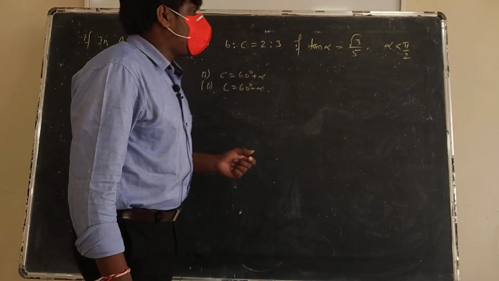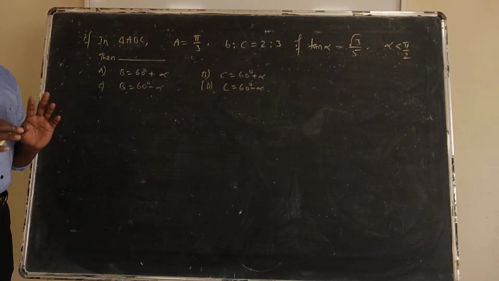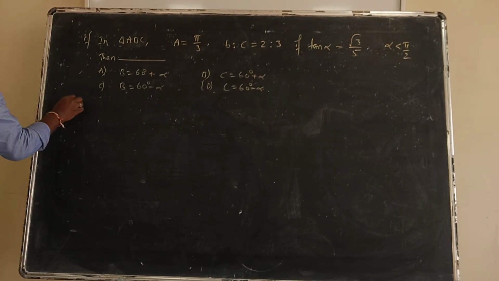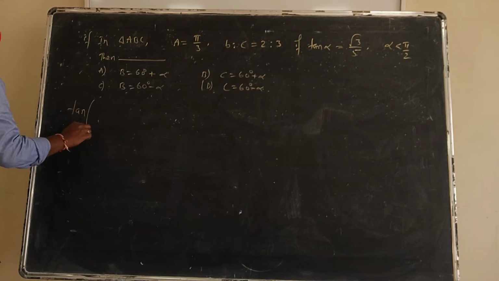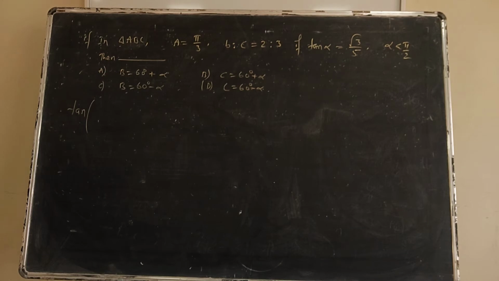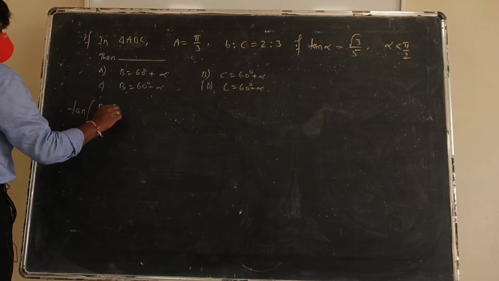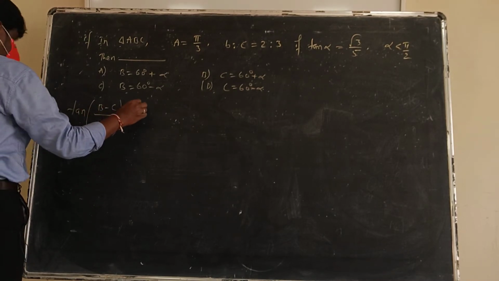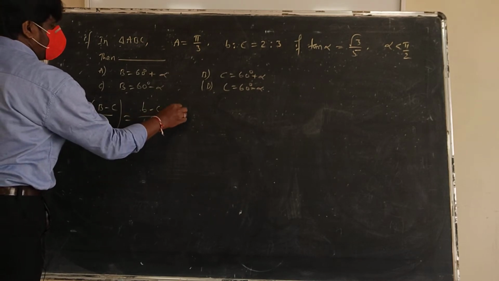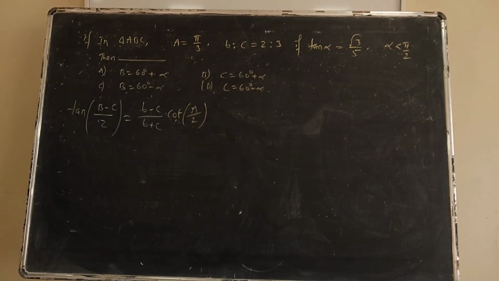So what is the Napier analogy formula? Whenever they give b is to c, b by c, b plus c, b minus c like that, we can use this condition. Tell me what is the Napier analogy? tan of (B minus C) by 2 is equal to (b minus c) by (b plus c) into cot A by 2. This is the formula. Okay.